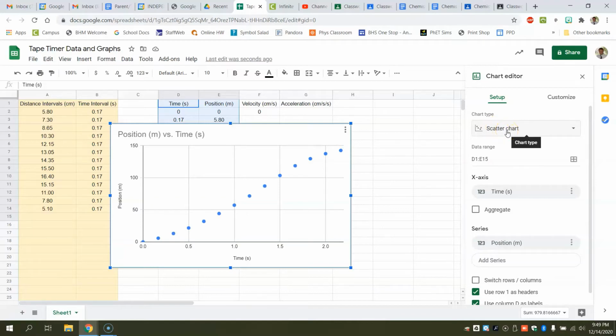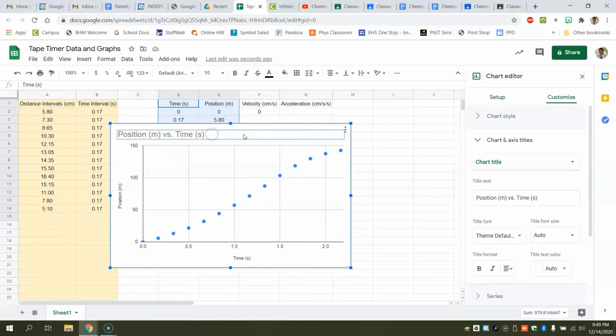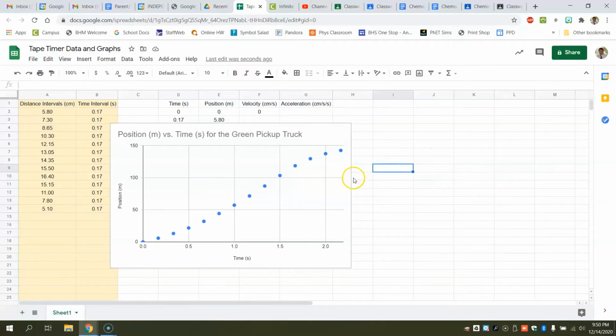So we see it as a scatter chart. Time is on the x-axis and position is on the y-axis, and that's exactly the way we want it to be. We already have labels, time and position with units, and this is our time versus position. The only thing I'm going to do is add in here for the green pickup truck, so that we know that that's the car we're looking at, and everybody was using the same green pickup truck.